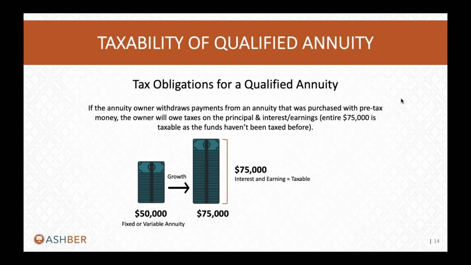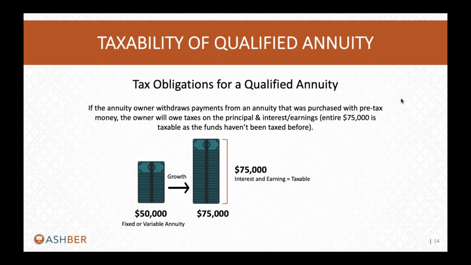On the screen here, you're seeing the taxability of a qualified annuity. So if we look at an example of a client that invested $50,000 into a pre-tax or a qualified contract, and then we assume that the contract has grown to $75,000, the earnings and the principal from the contract is going to be considered completely taxable because that money has never been taxed before.